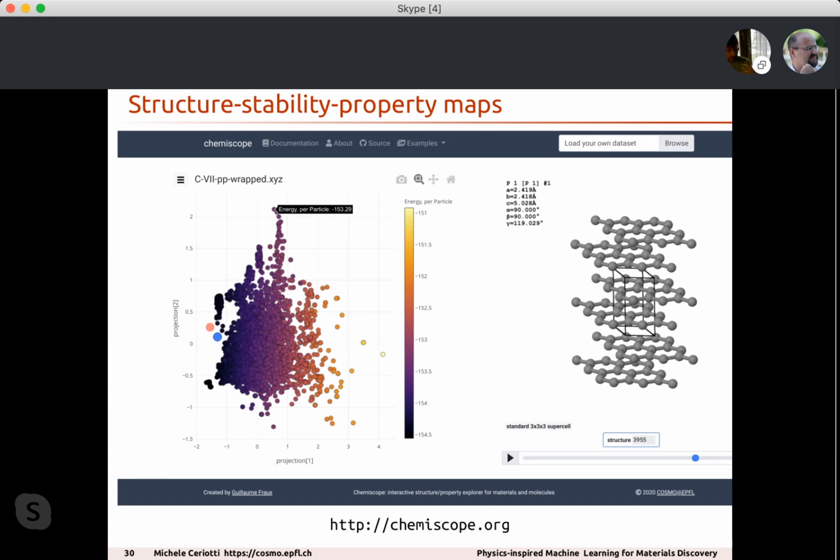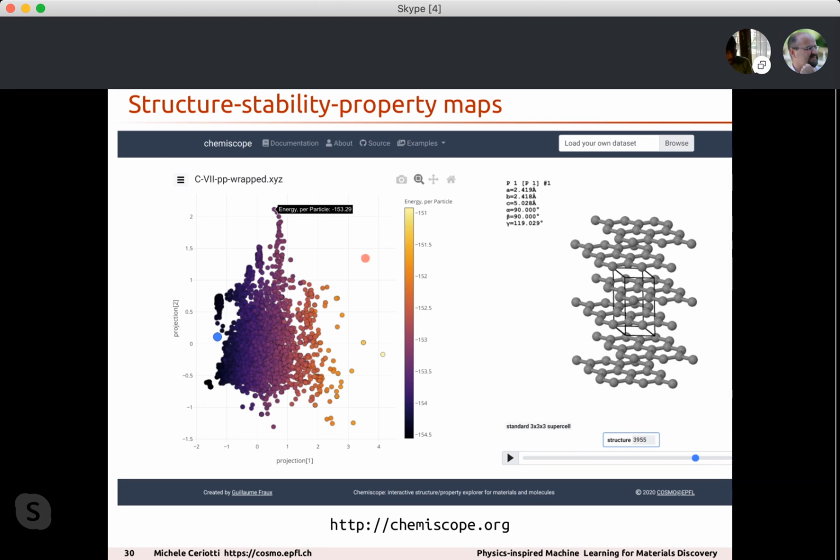So you can understand, for instance, you can't see this because this is not interactive. If you want the interactive version, you can go to chemiscope.org. But all of these islands correspond, for instance, to layered allotropes of carbon. This island corresponds to diamond and Lonsdaleite. All of these are different disordered carbon structures.